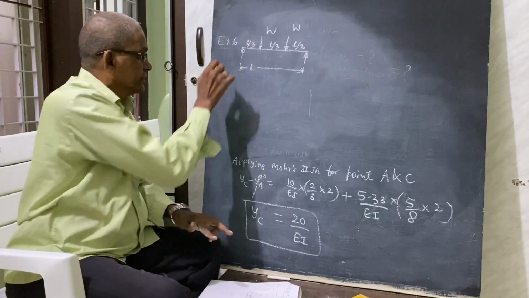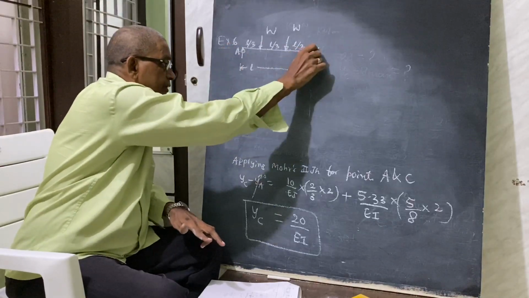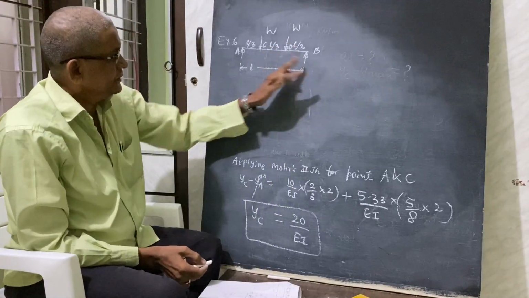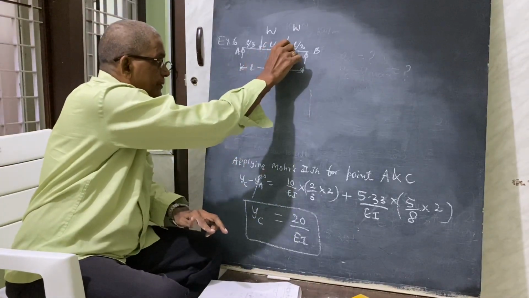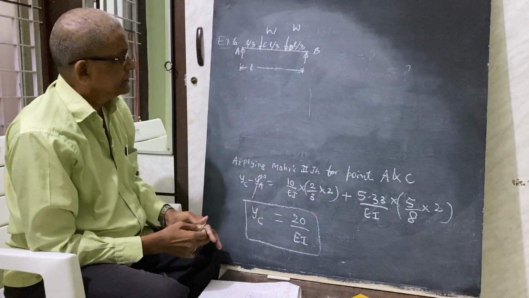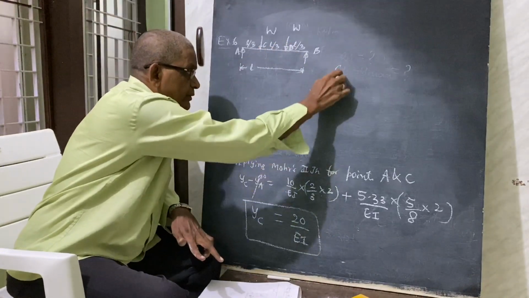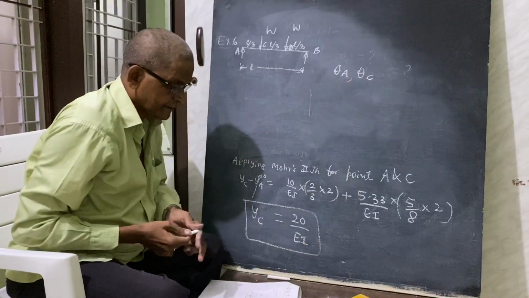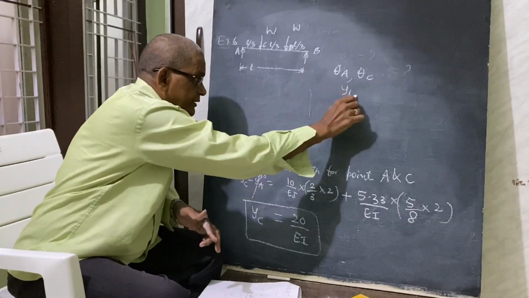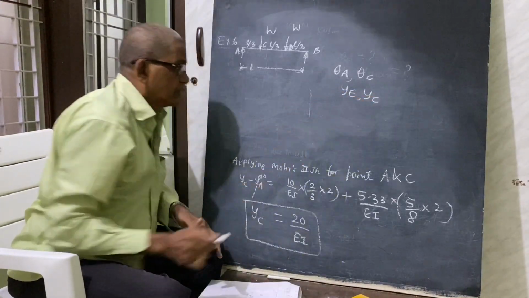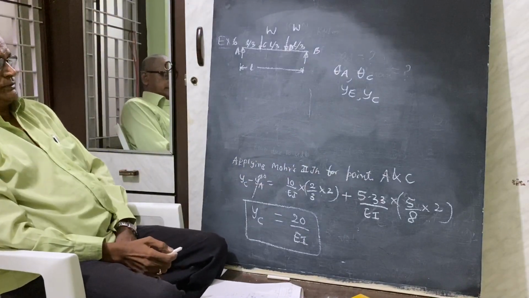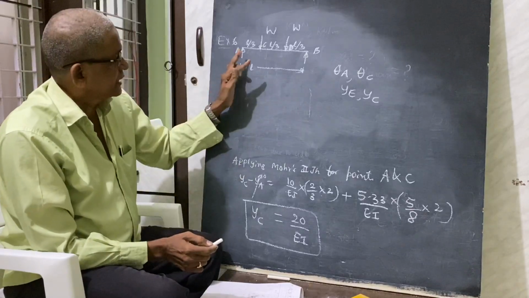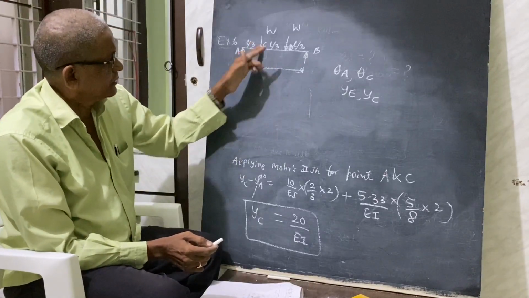Two loads are acting here. So A, B, C, D. What we have to find out is theta A, theta C, YE, and YC. All these you have to find out. So this is a simply supported beam with L by 3, L by 3, L by 3 lengths and loads W and W.